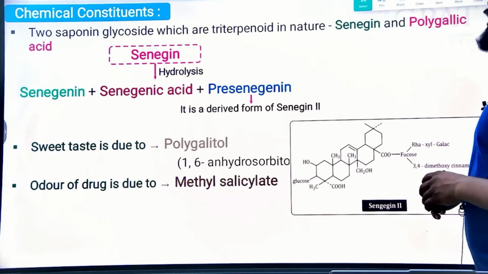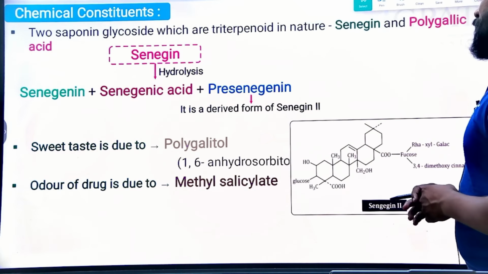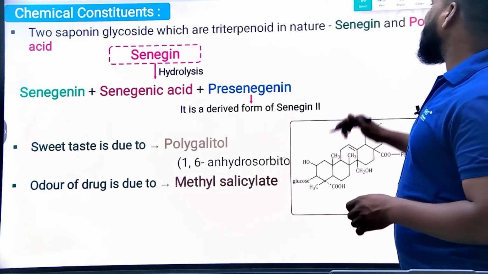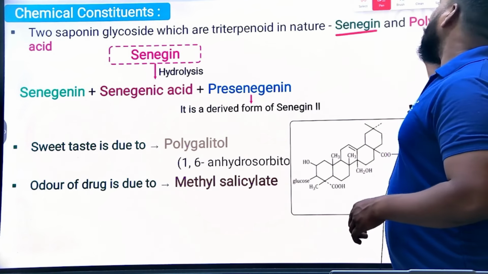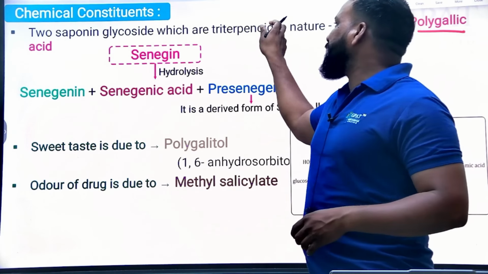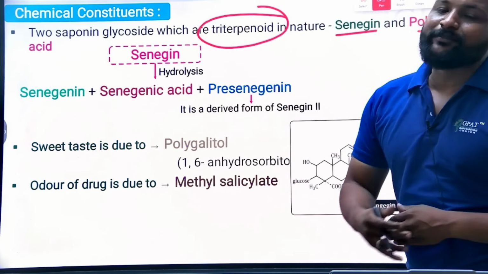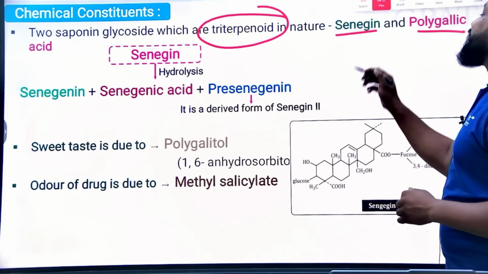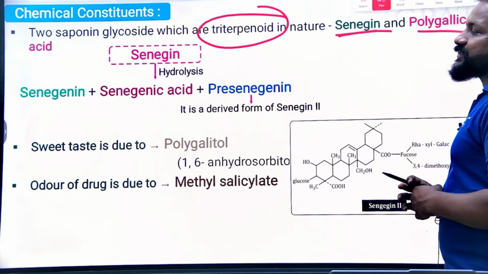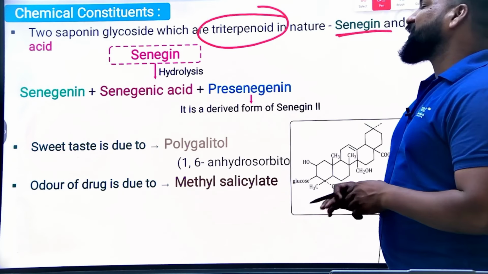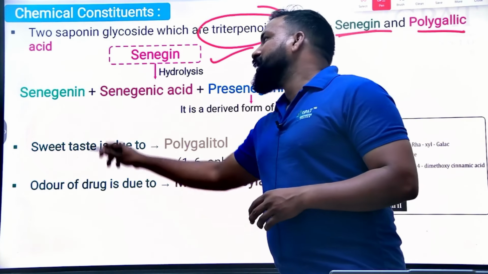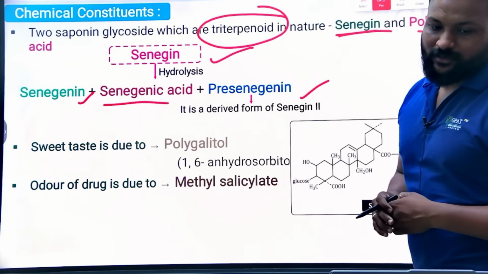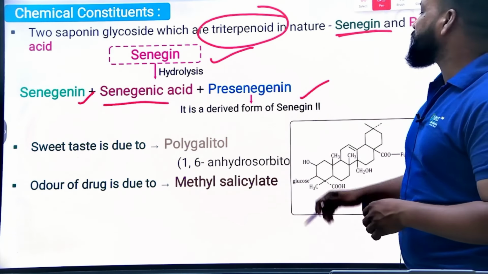Next question. Yes, you can see Senega again, the polygala. These are the chemicals also. The two saponin glycosides of triterpenoid nature are senegin and polygalic acid. They'll ask you what the triterpenoid saponin glycosides in the Senega are: senegin and polygalic acid. Senegin upon hydrolysis gives senegenic acid and presenegenin, and yes, it is derived from the senegin too.